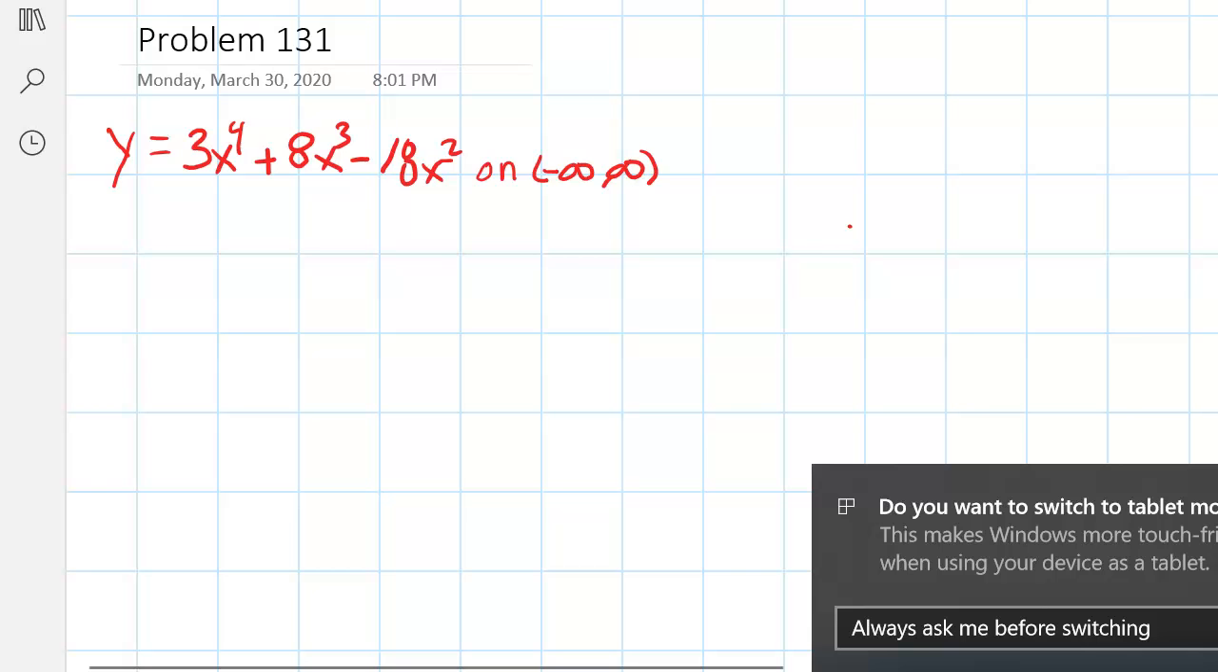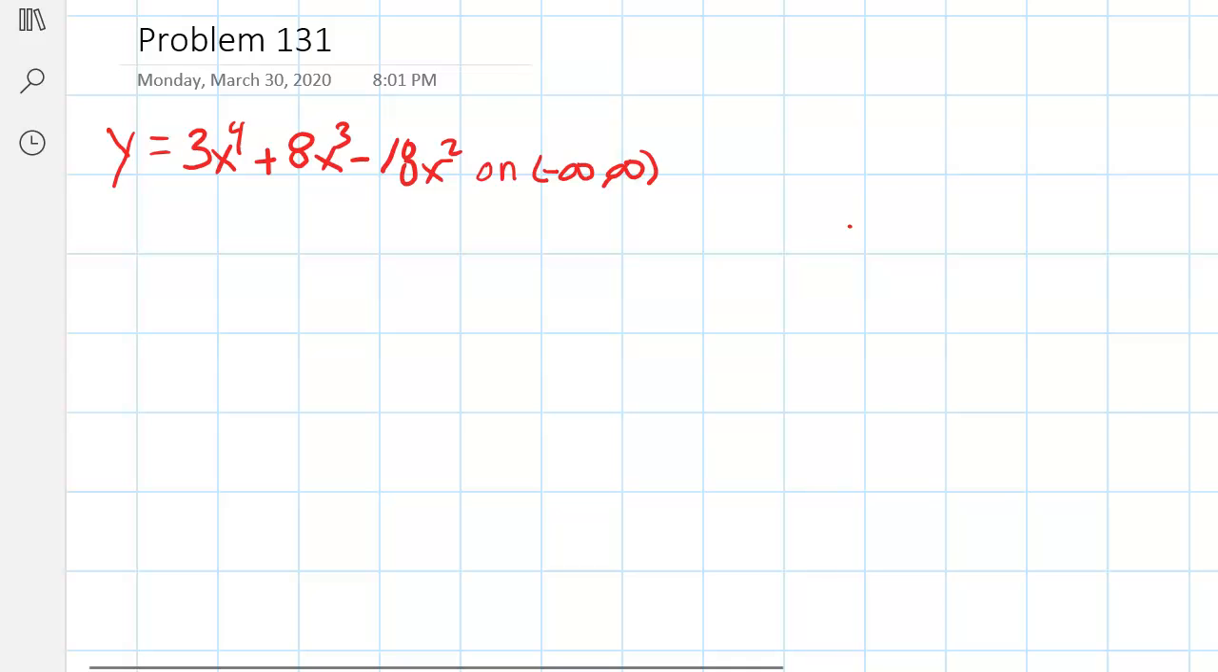All right, we're back again. I'm going to look at problem 131 from section 4.3. And again, we're looking at finding absolute maximums and absolute minimums, or finding local minimums and local maximums. So the first thing we need to do is find the derivative of this function. So let's try to find critical numbers here.